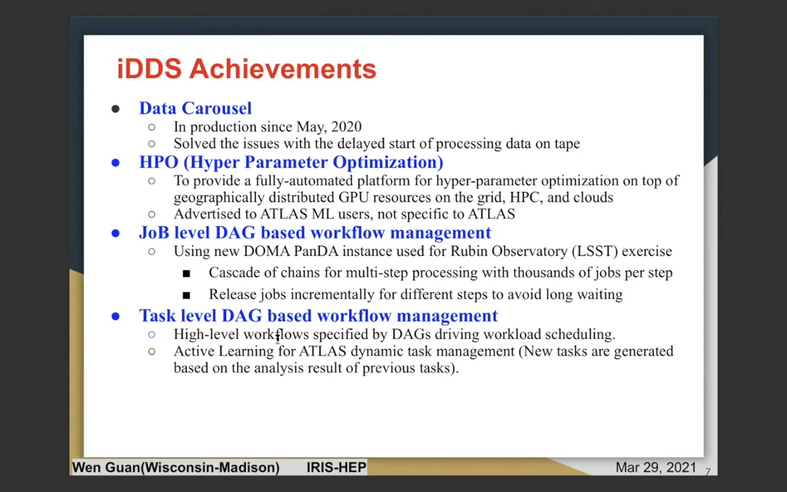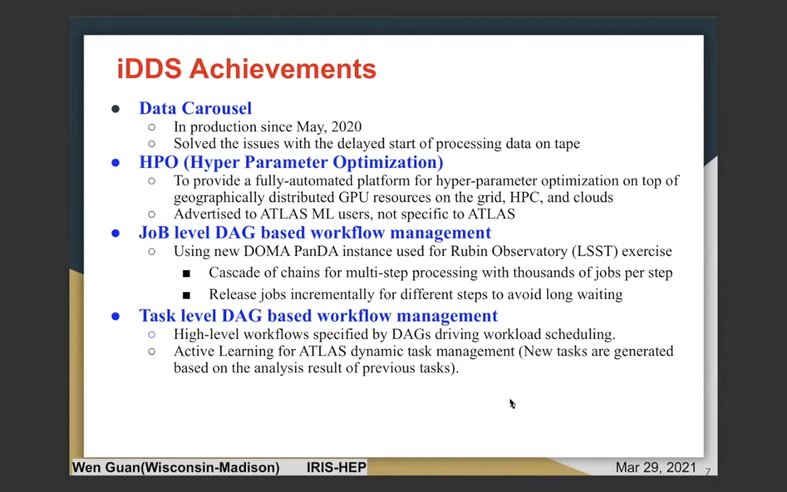Another use case is the task level tag management workflow. In this use case, high-level workflows are specified by tags, driving workflow scheduling. And we use this one for active learning for Atlas dynamic task management. In this workflow, new tasks can be generated based on the analysis results of previous tasks.